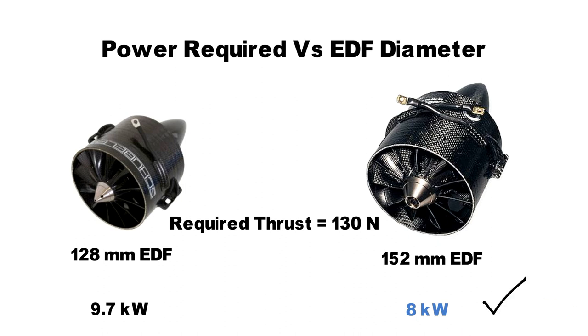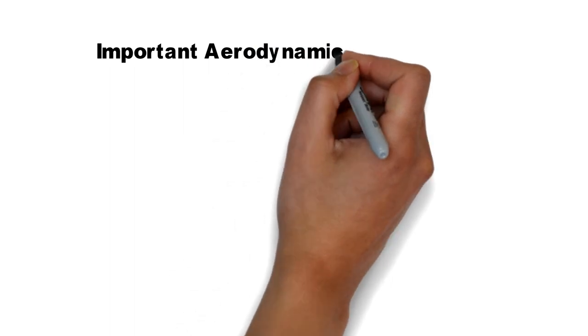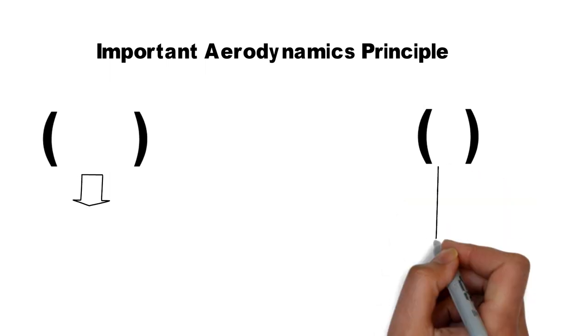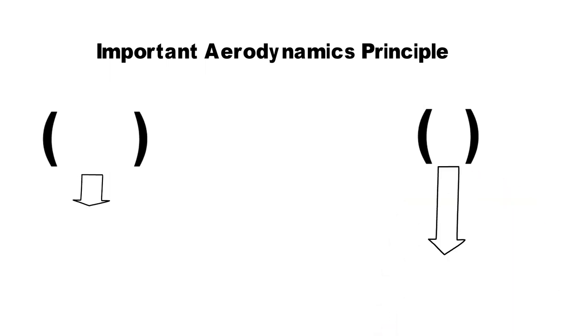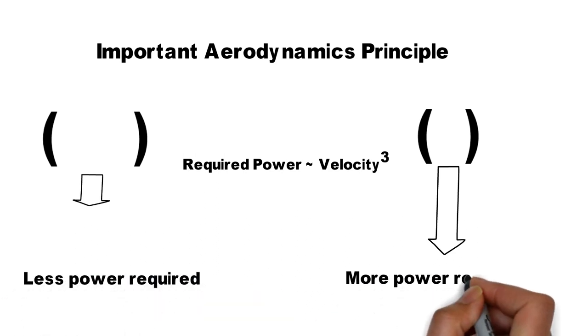Lesser power is required for a certain amount of thrust if the swept area for the EDF or the turbine jet is large and the speed of air that is being pushed out is slow, as compared to a smaller swept area and higher speed of the exit air. The power required has a cubic relationship with the exit velocity. If we double the exit velocity, the power goes up by 8 times. In other words, the thrust to power ratio increases as the diameter of the EDF increases.